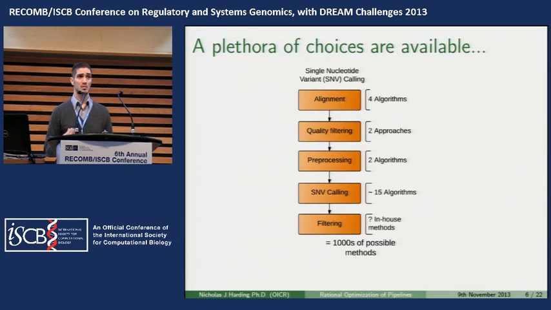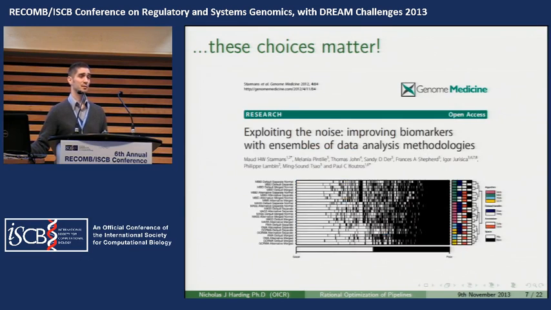And why is this important? It's because these choices really matter. These choices have a huge influence on our results. This is a paper that was published last year, and the authors showed that given different microarray pre-processing pipelines, the ability of microarray expression data to validate biomarkers varied enormously. So these pre-processing methods really affect our results. I'd really like to emphasize that.